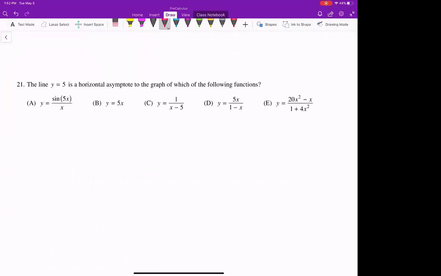How'd you do? Did you get it? All right, so hopefully you could have eliminated some of them. B is a linear function. There is no horizontal asymptote. That's just a graph y equals 5x.